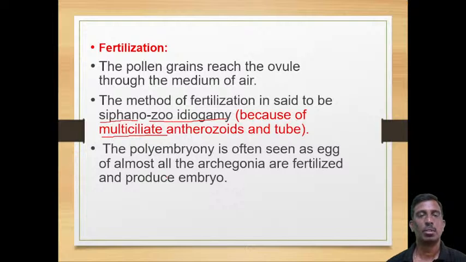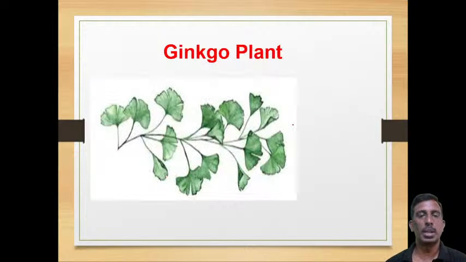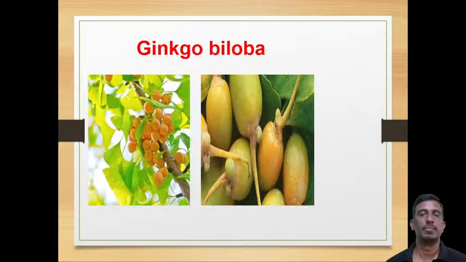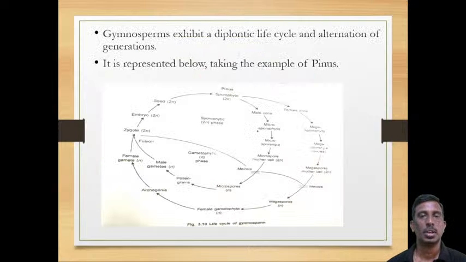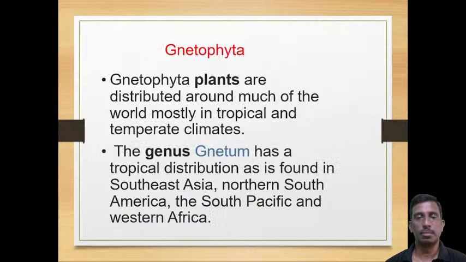So this is Ginkgo plant, where the leaves turn golden color during autumn season. Ginkgo biloba seeds. They exhibit diplontic life cycle with alternation of generation.